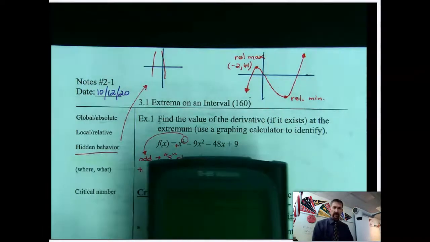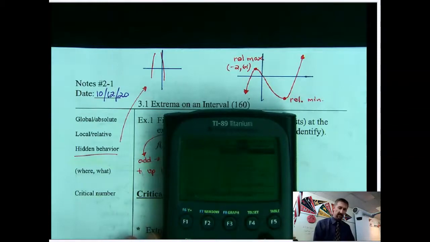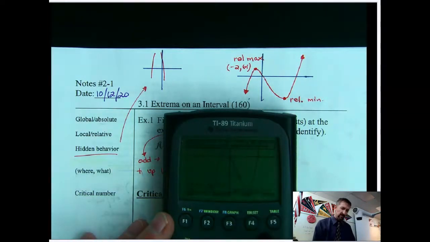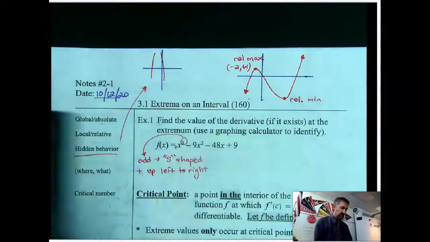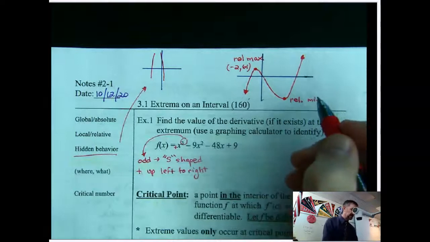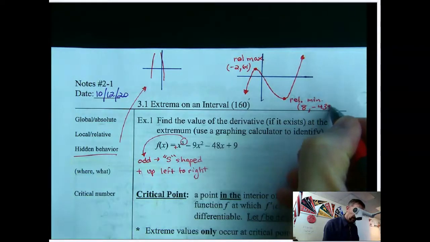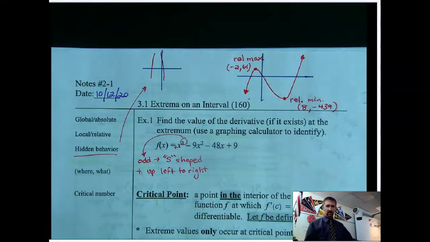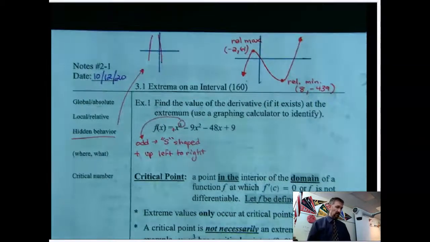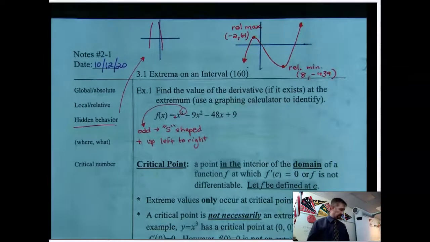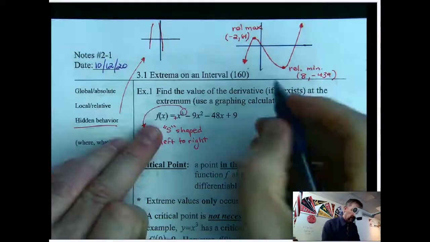So if we go back to the calculator, now we can go F5, and there's a minimum. Lower bound, left, hit enter. Now you can arrow over here to the right, but you can also type in a number. I could have typed in 12 and it just would have put it over here. But now I'm on the right side of that, so I'm going to hit enter. So I have a relative minimum at 8 and -439. Okay, so the question was, find the value of the derivative at the extremum. So let's take the derivative of this.